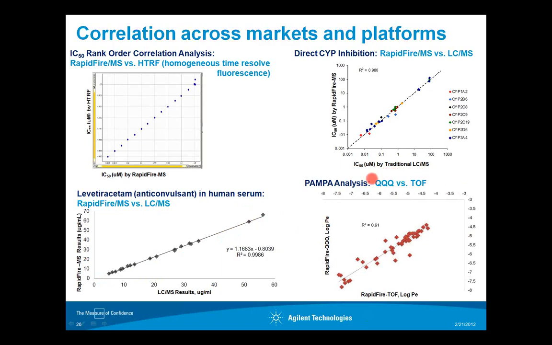And then this is PAMPA. PAMPA analysis is another type of in vitro ADME assay. We're demonstrating here that whether you use a triple quad method for analysis or the TOF method for analysis, so two different types of mass spectrometers, we're able to get good correlation using the RapidFire system.